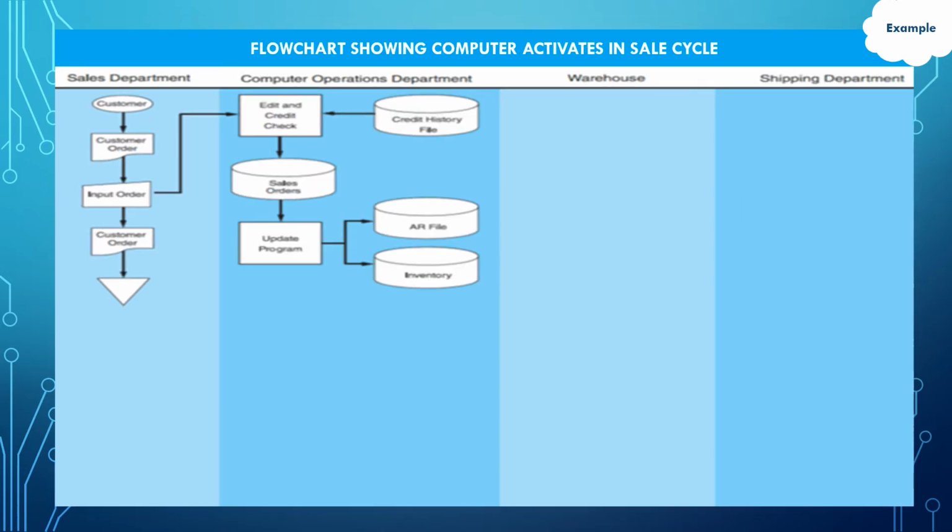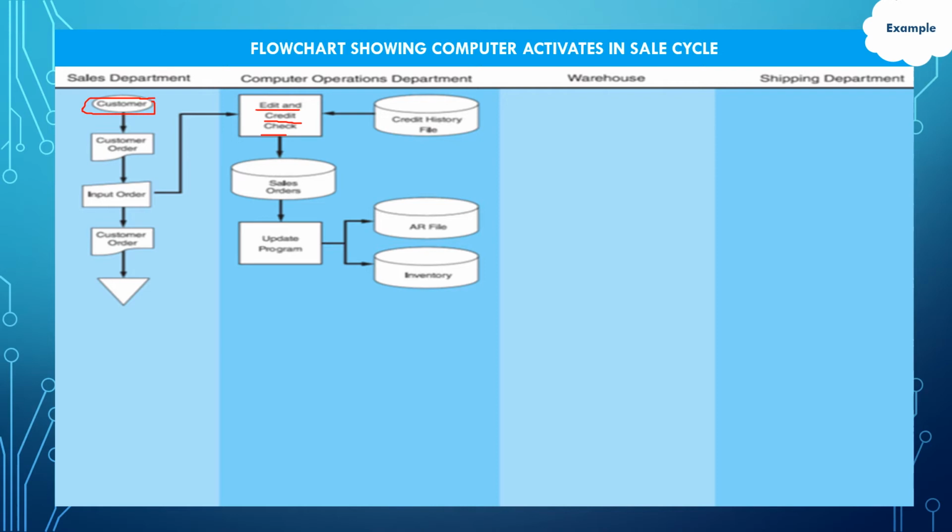Here we look at the same transaction, but in a computerized environment. You can see we are using different symbols. This symbol is for key in. We have the customer sending a customer order, and then the staff in the sales department will key in. This is the symbol used to key into the system, and this shape is used to key in the data. If you notice here, there is edit and credit check.